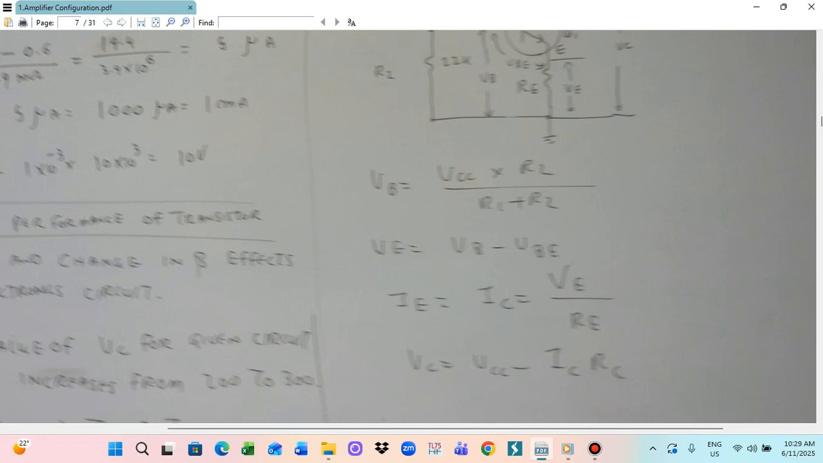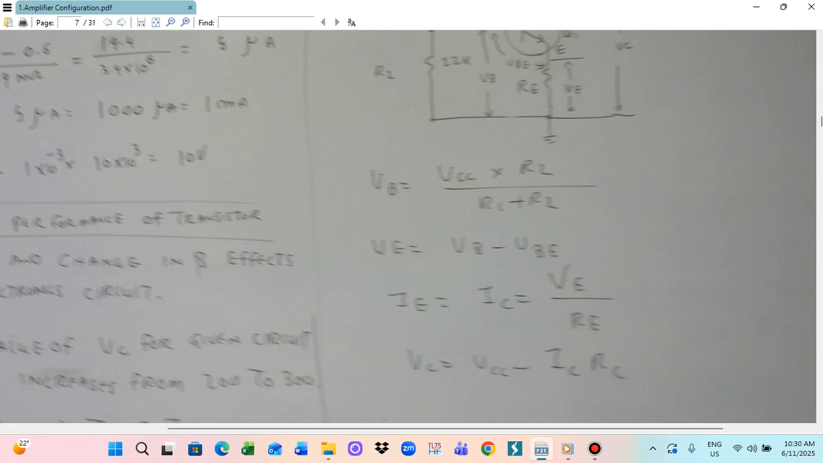Voltage VB can be calculated by the formula: VB is equal to VCC multiplied by R2 divided by R1 plus R2. VE can also be calculated. This is VB minus VBE. And IE is equal to IC, which is equal to VE divided by RE. And the VC can be calculated as VCC minus IC into RC. So those are the formulas to be utilized.